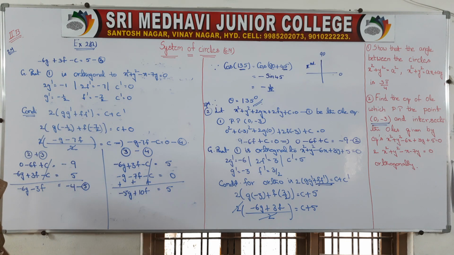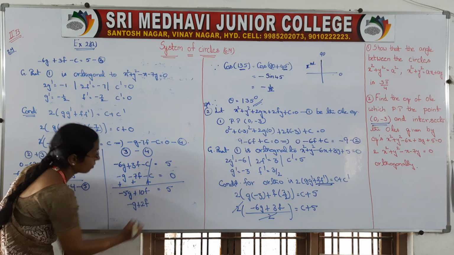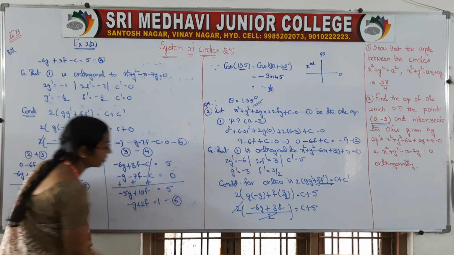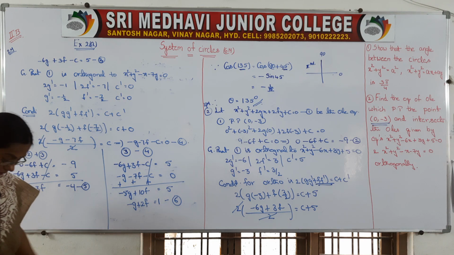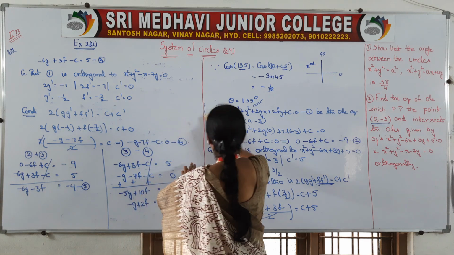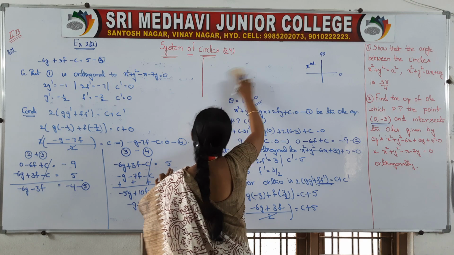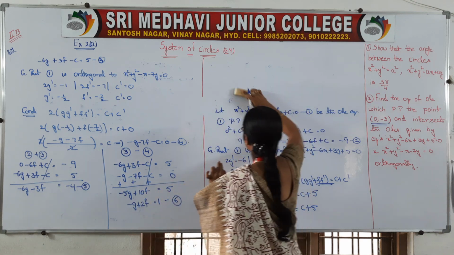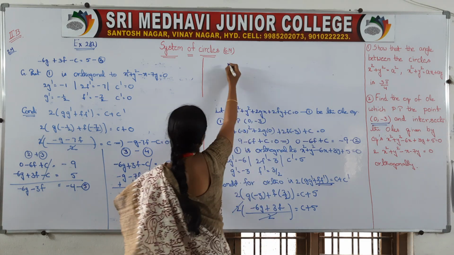We can take 5 common. So it is minus g plus 2f is equal to 1. You consider this as your sixth equation. Now by solving this fifth and sixth, we have to find g, f, c values, and at the end I have to substitute those g, f, c values in the equation. So how can we solve these equations?